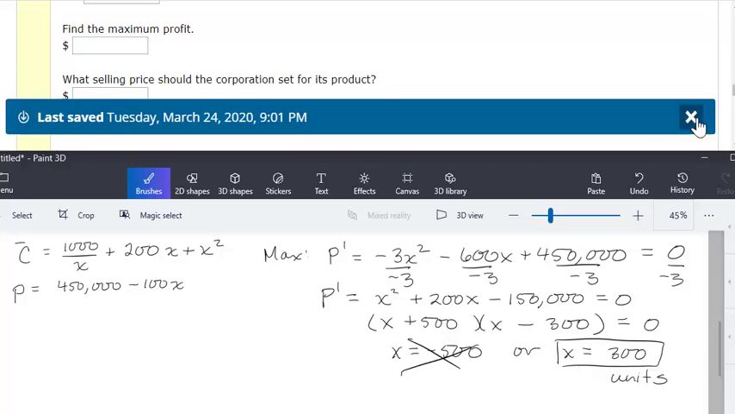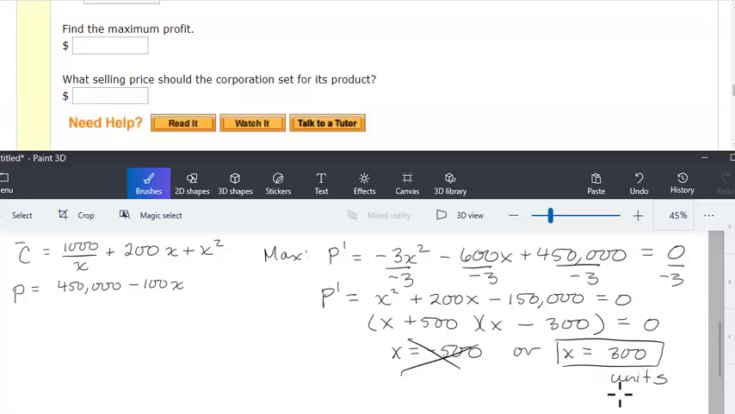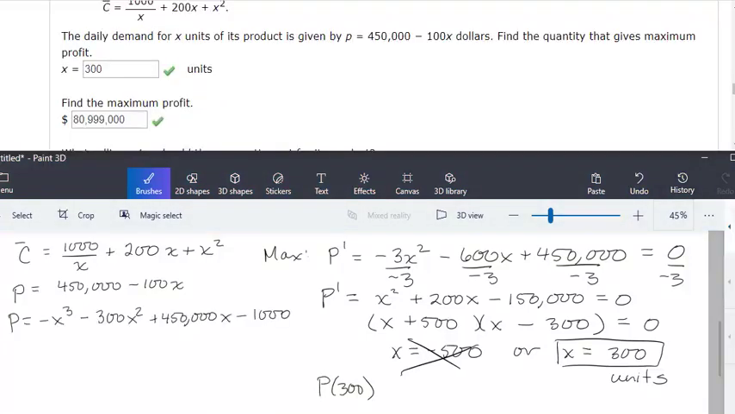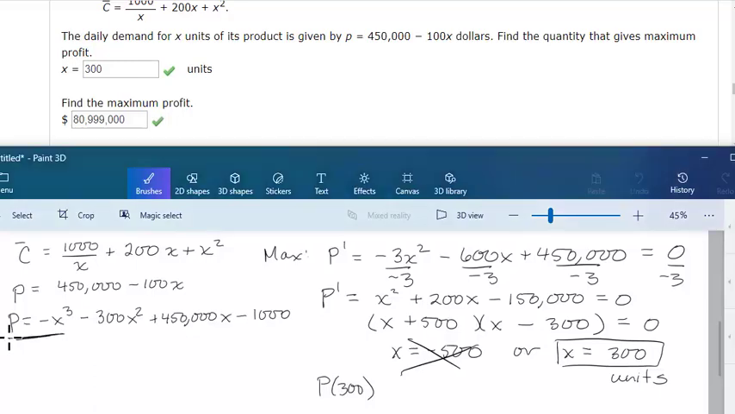The next part, find the maximum profit. So what I have so far is the number of units. To find the profit, I take 300 and plug it into the original profit function, which I erased. Let me get that again. Okay, here's the profit function recreated. So we need to plug our 300 into this function. And I took the liberty of doing that, and I got 80,999,000, and that's dollars profit. So we got an answer for x, and then they wanted a maximum profit, so we had to plug it into our profit equation.